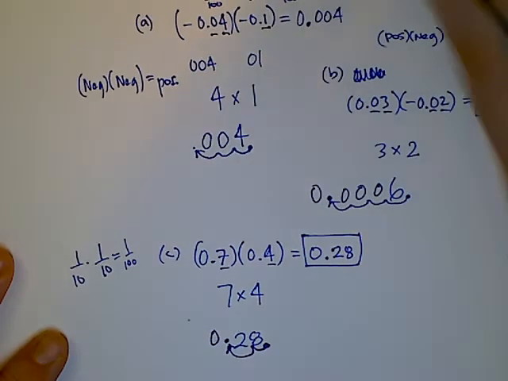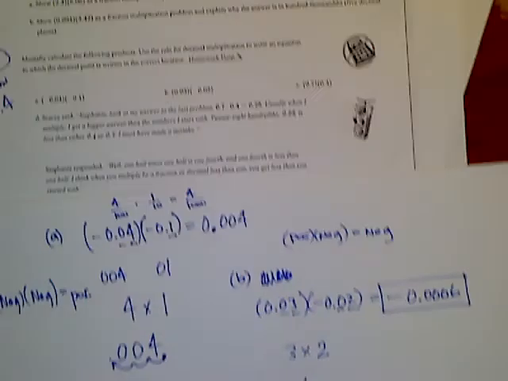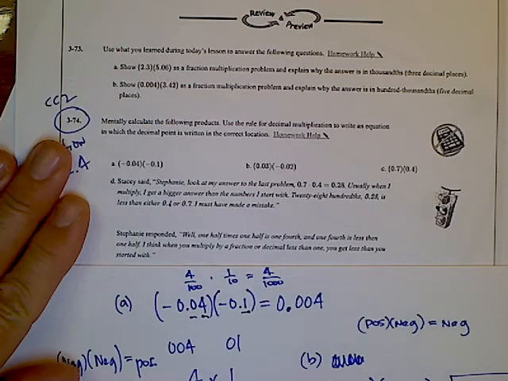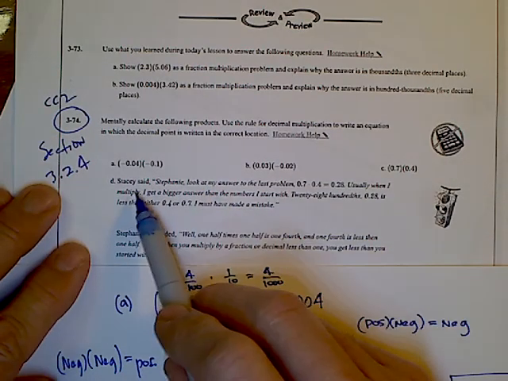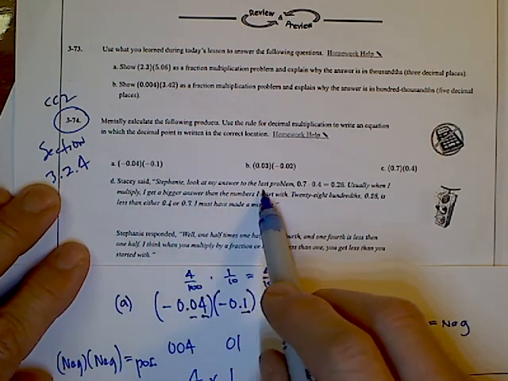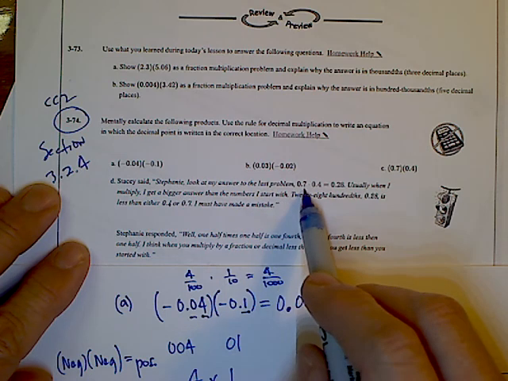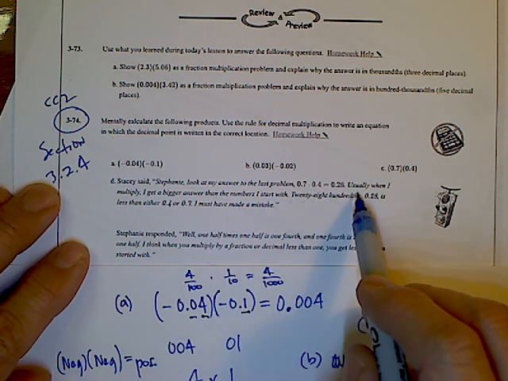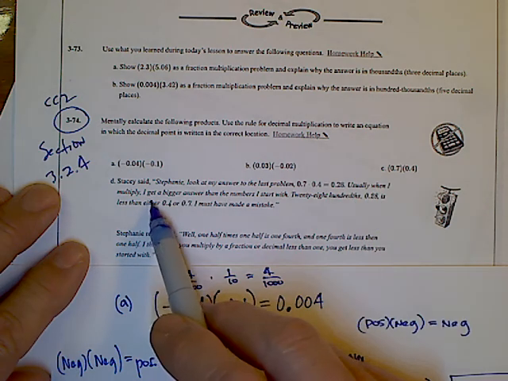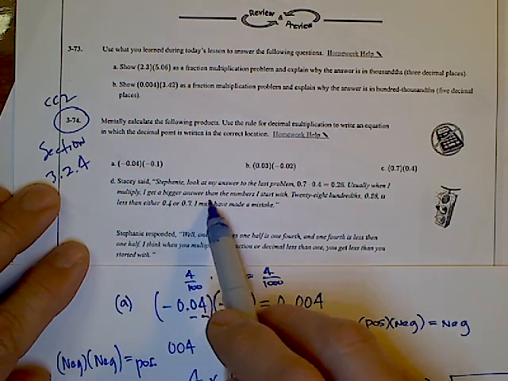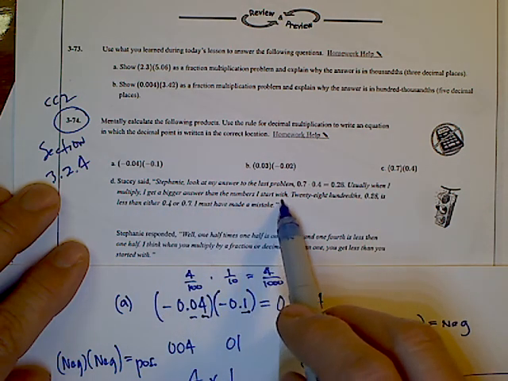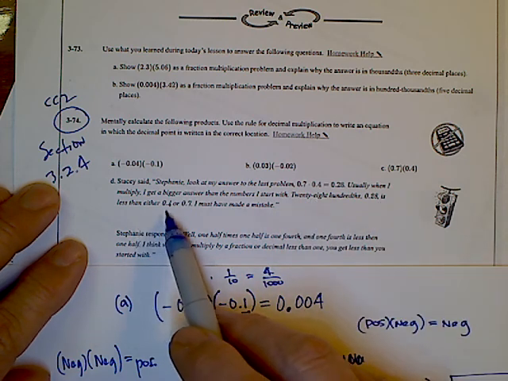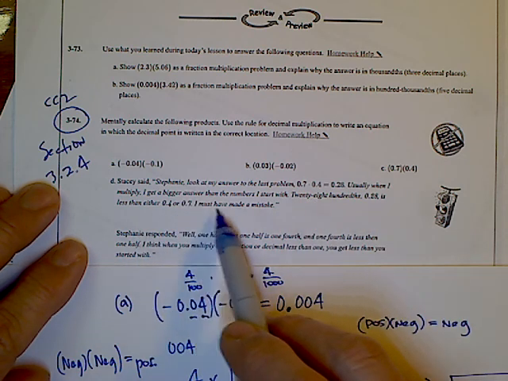D gets a little bit more lengthy as far as what it's asking us. So let's look at this together. So D, you can read that. D says, Stacy said, Stephanie looked at my answer, the last problem, which we did, the 7/10 times 4/10 equals 28 hundredths. Usually when I multiply, I get a bigger answer than the numbers I start with. 28 hundredths is less than 4/10 and 7/10. I must have made a mistake.